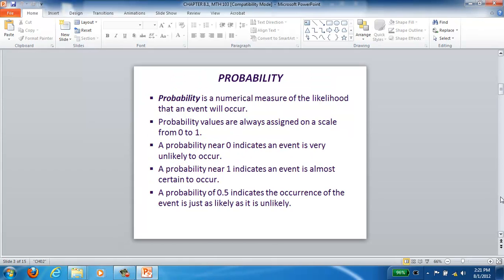Probability is a numerical measure of the likelihood that an event is going to happen. You cannot have a probability greater than 1, and you cannot have a negative probability. That means the probability takes values between 0 and 1. If the probability is very close to 0, the event is very unlikely to happen. And close to 1 indicates that the event most likely is going to happen.